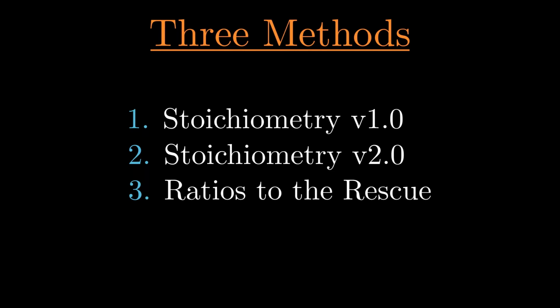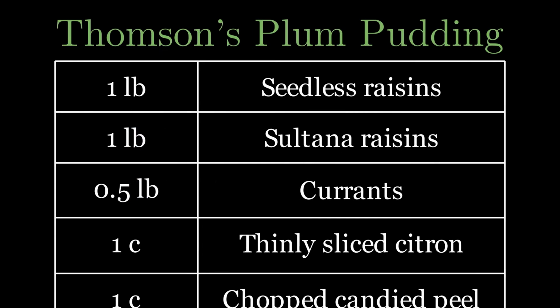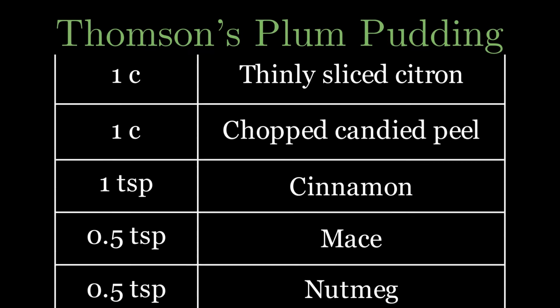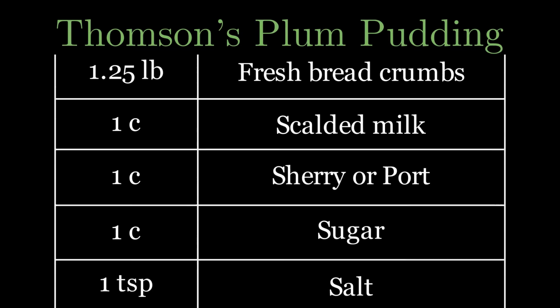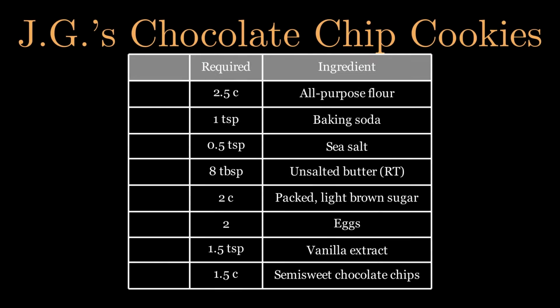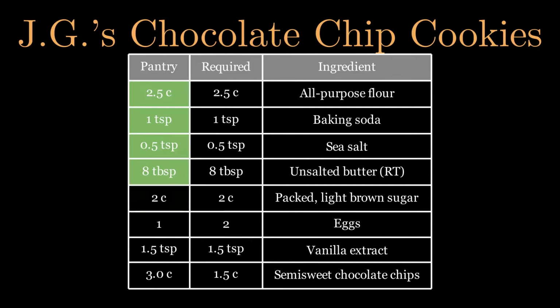But before I dive into those methods, you actually have an idea of limiting and excess reagents in a different context. Take this recipe for Thompson's plum pudding. On second thought, how about my personal favorite for chocolate chip cookies? One day I decided to make my own and checked the pantry for these ingredients. I found I had exactly what I needed for most of them except for the eggs and chocolate chips.